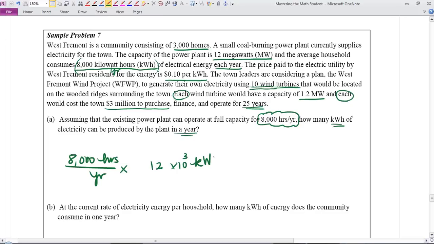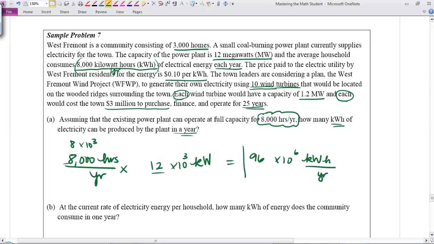So now, is that going to work out? Yeah, I got 8,000 hours per year that they operate, 12,000 kilowatts. So what am I going to come out with? Kilowatt hours per year, which is exactly what I want. So what is 8 times 12? That's 96. Times 10 to the, so this is 8 times 10 to the third. That's why I did 8 times 12. And so that means 10 to the third plus 10 to the third, which is 10 to the sixth. And what are the units left standing? Kilowatt hour per year, which is exactly what I want.